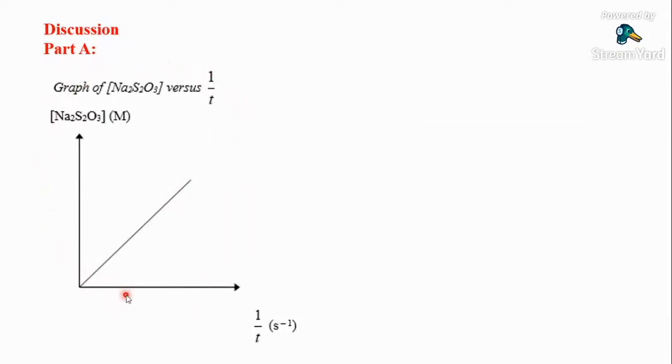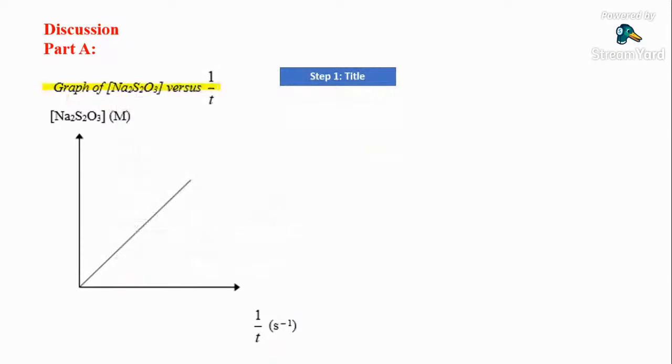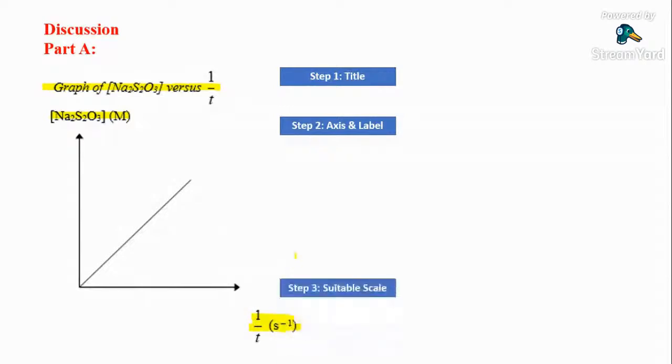So how to draw a good graph? Step 1, there must be a title. This is the title of this graph: concentration of sodium thiosulfate versus 1 over time. Step 2, you must label the axes. For the X-axis, it is the concentration of sodium thiosulfate in molar, and for the Y-axis, it is 1 over T, and the unit is per second.